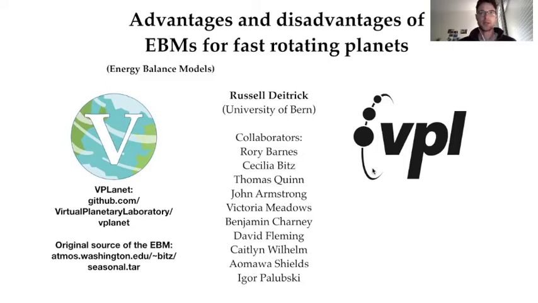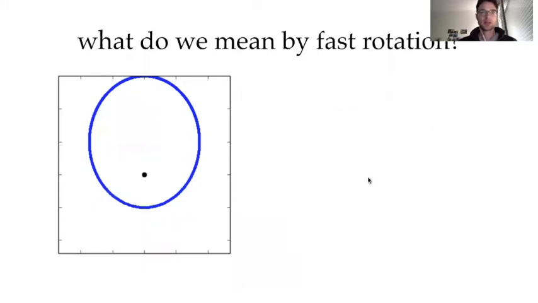I'll be talking today about my experiences with energy balance models from my days as a PhD student at University of Washington with the VPL group. Specifically, I will focus on EBMs applied to fast rotating planets. So what do I mean by fast rotation exactly?